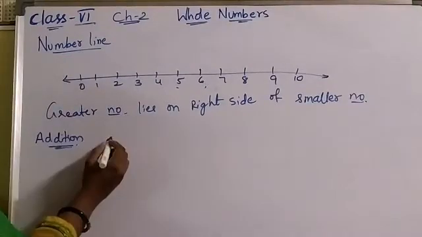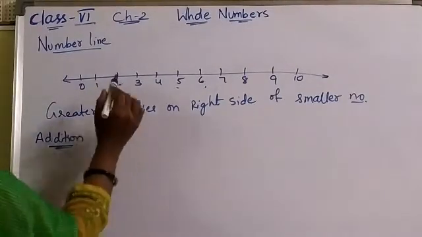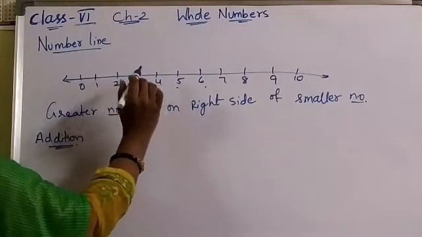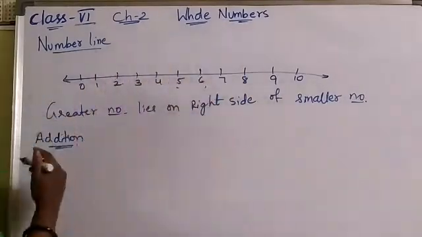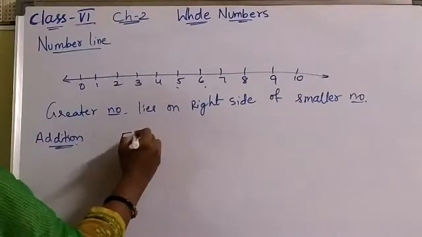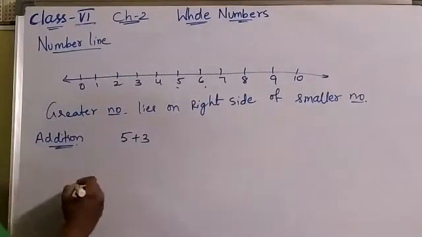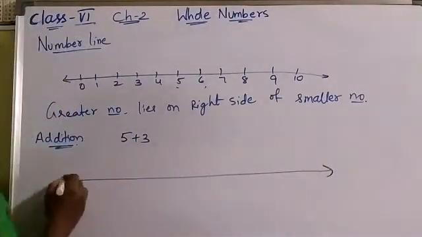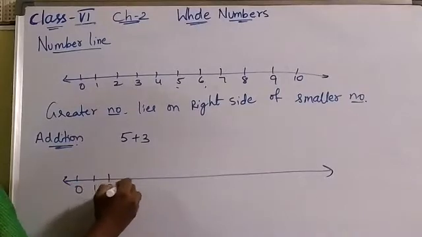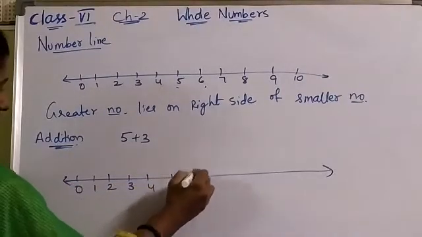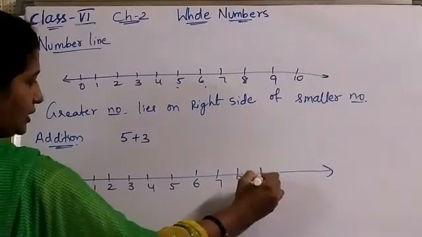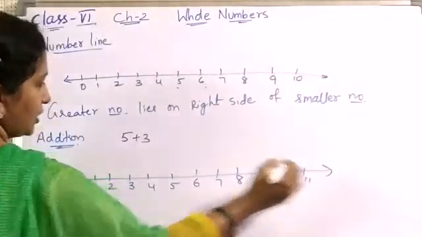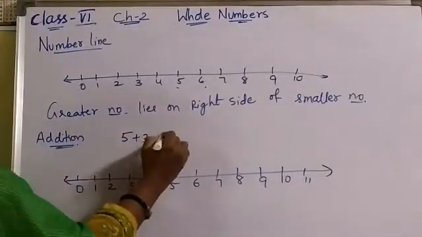Okay? Addition of whole numbers can be done on the number line, moving from left to right. For example, 5 plus 3. Suppose this is the number line: 0, 1, 2, 3, 4, 5, 6, 7, 8, 9, 10, 11. You know 5 plus 3 is 8.